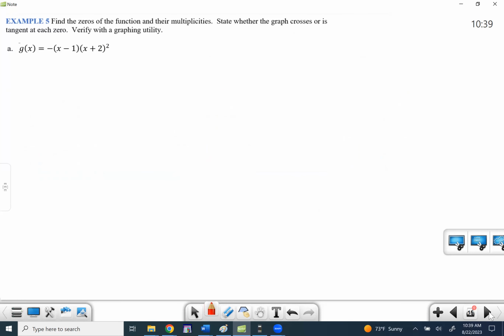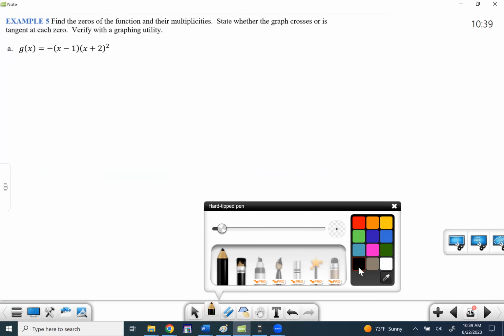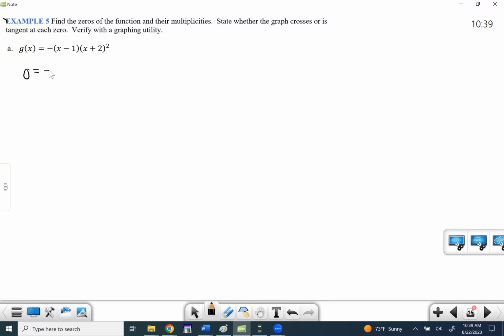Okay. So find the zeros of the function and their multiplicities. State whether the graph crosses or is tangent at each zero and verify with the graphing utility. All right. So we're going to set each piece equal to 0 if we want to find the zeros, right? Make sure you let y be 0.